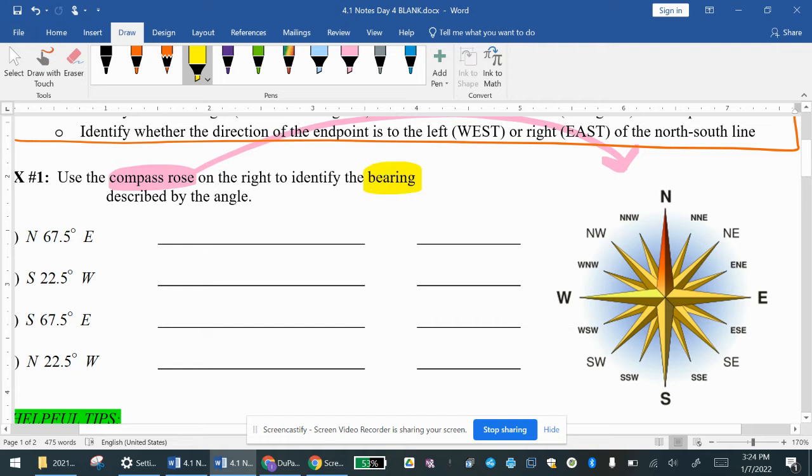So the main things about a compass rose that you need to remember is that when you're using it, you're always going to start from the north-south line. So think about your X and Y axis, right? The north-south line is the Y axis and the east-west line is the X axis. So you're always going to measure from the Y axis, aka the north or south line. Secondly, they're always going to tell you to go east or west from north or south, okay?